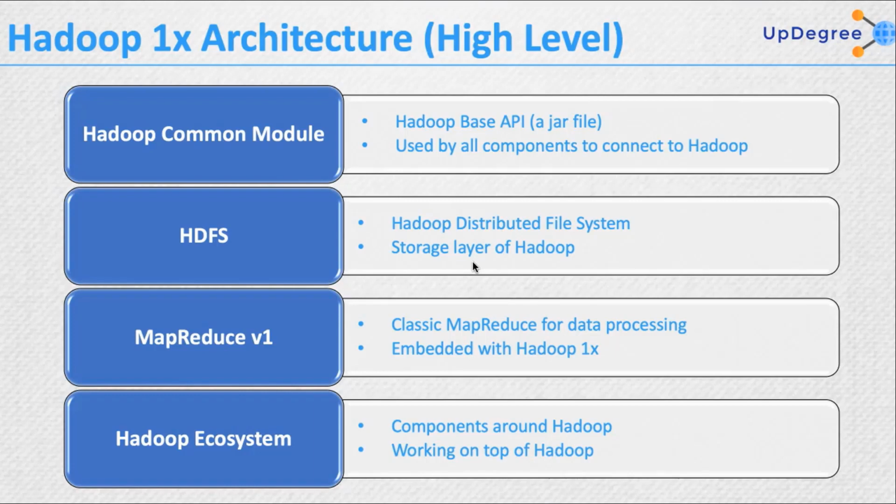Whenever you want to connect to Hadoop in Hadoop 1x, you basically have to use an API. That API is what we can see in the Hadoop Common module, which allows all the components built around Hadoop to connect to it. For example, if you want to connect to Hive, Pig, or any other components you'd like to run on top of Hadoop, they use Hadoop Common as a base API. It is a jar file, and when we go inside the Hadoop folders, there is a jar file called common, which helps you connect to your Hadoop environment.